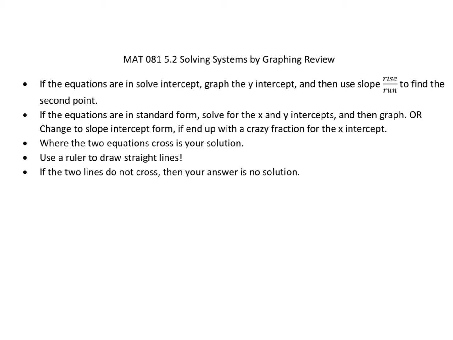That's where we graphed two equations on one coordinate plane, and you see where they're crossed, and that's going to be your solution. They're going to give you some equations that are in slope-intercept. So in that case, we graph our y-intercept first, and then use our slope, rise over run, to find the second point. Other times, they'll give you your equation in standard form. We can solve for the x and y-intercepts and then graph them.